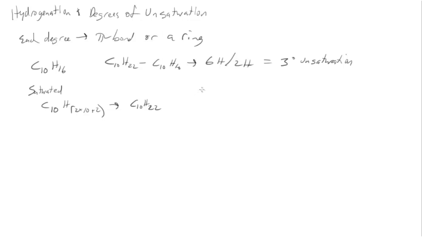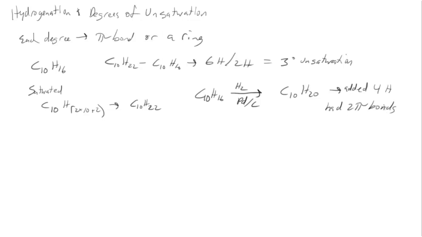So what I can do is if I take that molecule, C10H16, perform catalytic hydrogenation on it, the reaction that we've just been learning, and I get C10H20. Now I actually know exactly how many rings and exactly how many pi bonds I had in the molecule, because here I added 4 hydrogens by catalytic hydrogenation, which means that I had 2 pi bonds that have just both been hydrogenated. And if there are 3 degrees of unsaturation and 2 of them are pi bonds, then it also has 1 ring in the original structure.